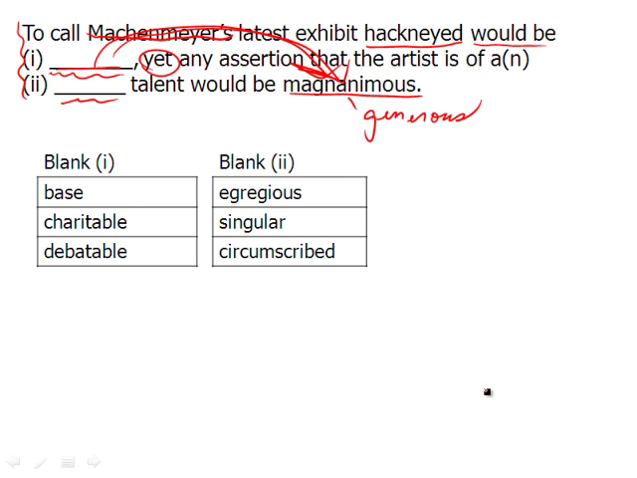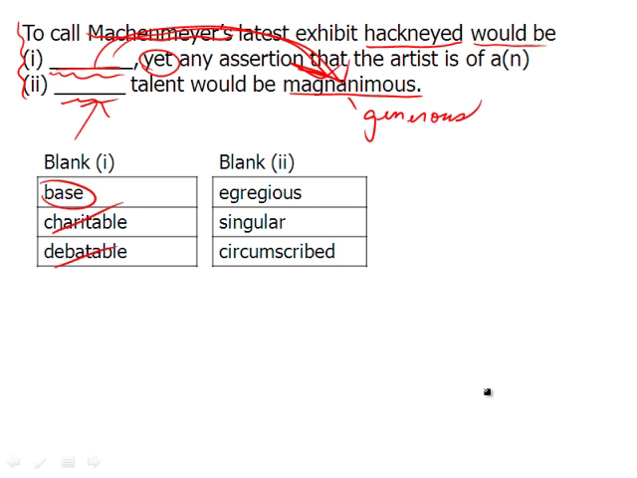So we want a word that is the opposite of that. So charitable is definitely not the opposite. Debatable is not the opposite of generous. Base, if you're base, you're mean, you're despicable, you're underhanded, you're unkind, all those words lumped into one, and that gets us the answer. Now, again, analyzing, breaking down the sentence, what then of the second blank?